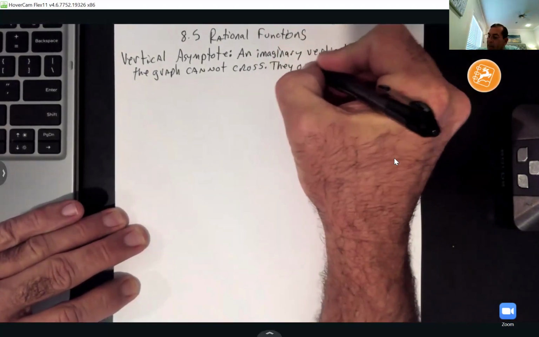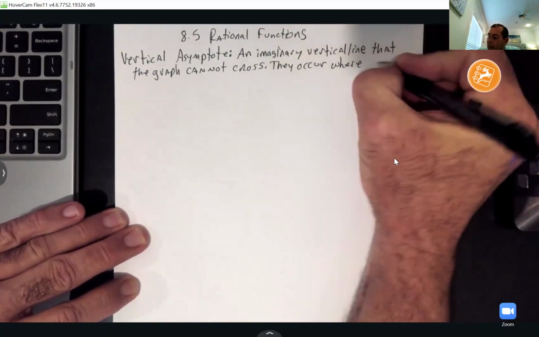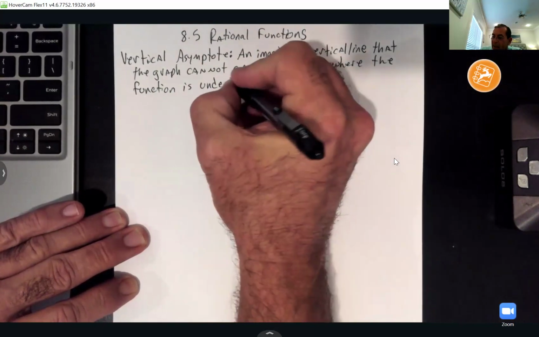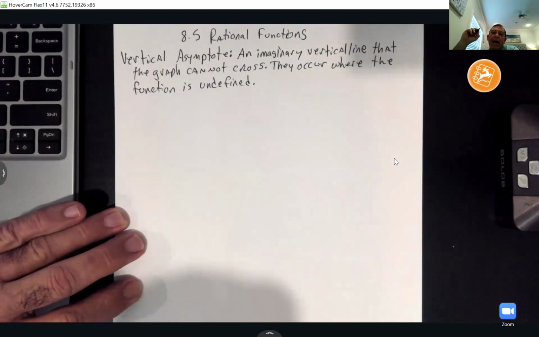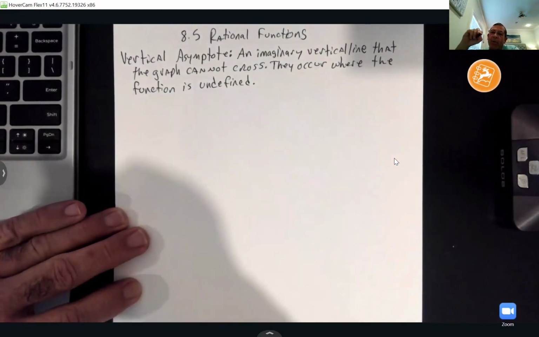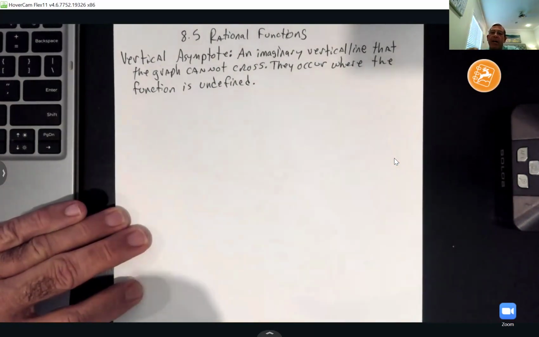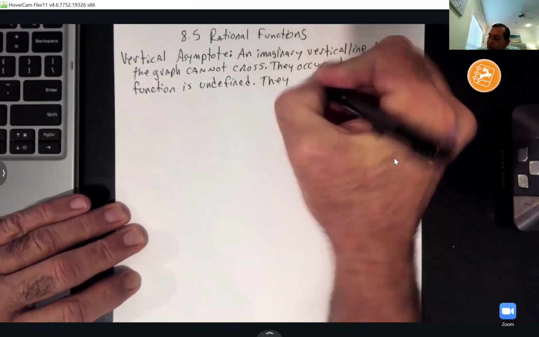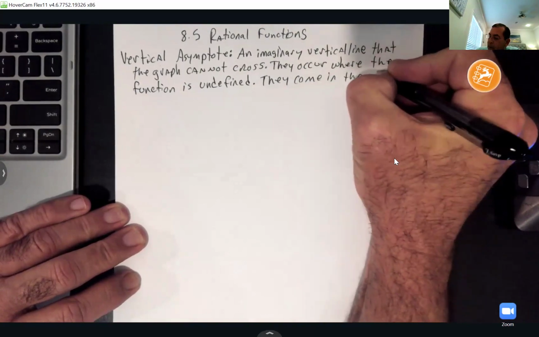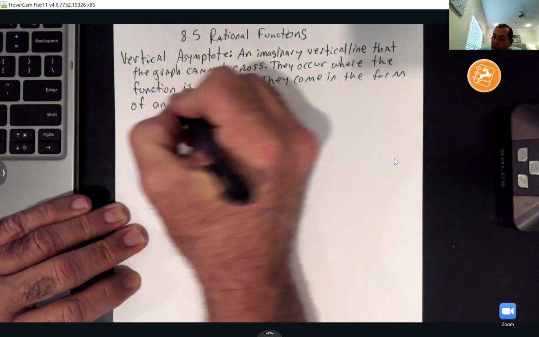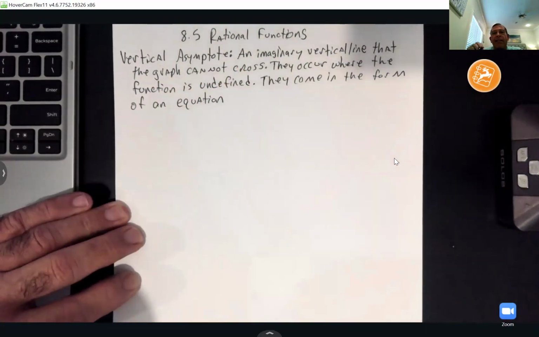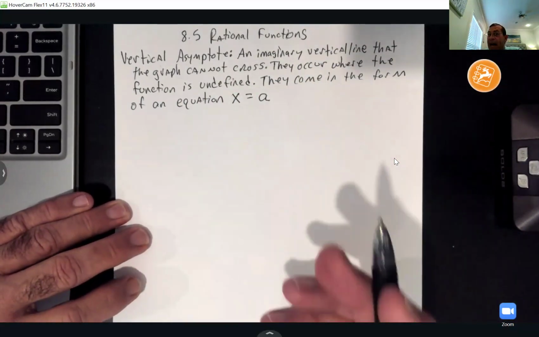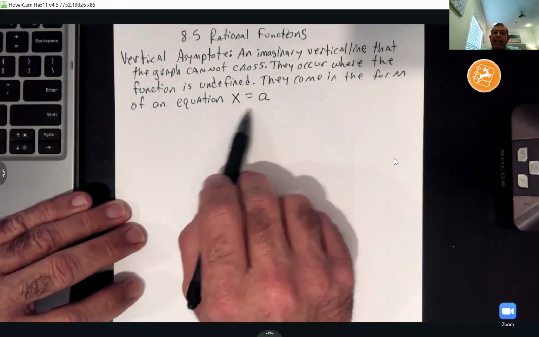They occur where the function is undefined. Because y'all, if my function is undefined, when I put an x value in there, there's no y values I'm going to get because it's undefined. So that's why this graph cannot cross over that imaginary line. Now, they come in the form of an equation. And since they're vertical lines, there'll be x equals some number. So if I was undefined at 5, then my equation for my vertical asymptote would be x equals 5.